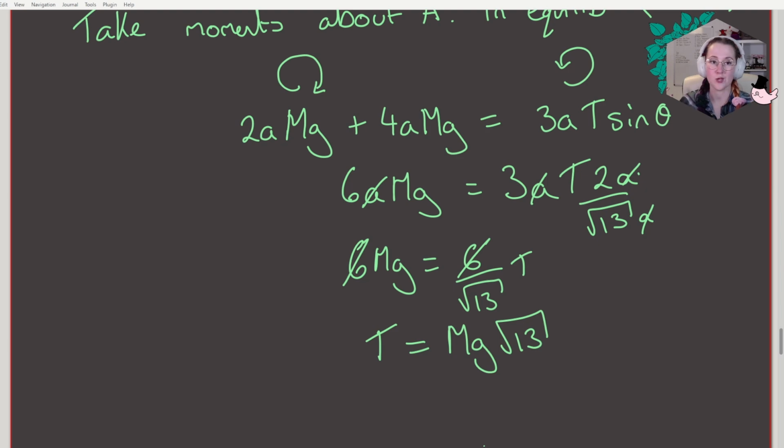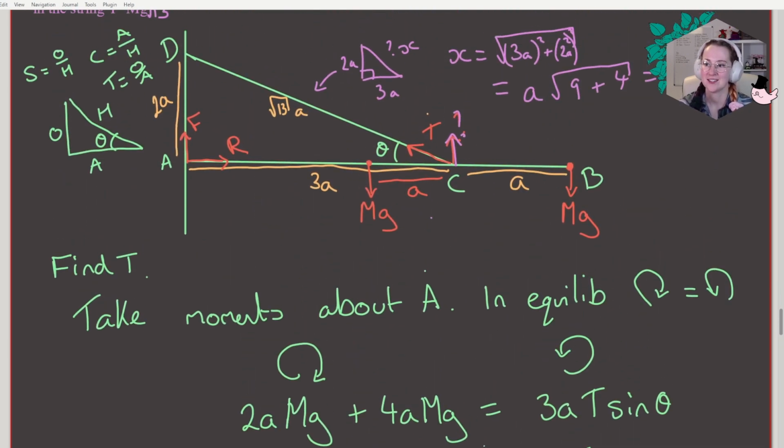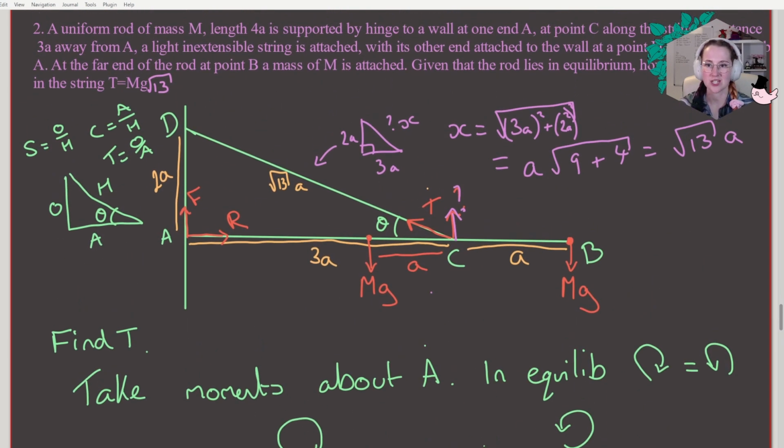So if we write the question down properly the first time and we solve it, we can get to the answer that we needed to get. So we have the tension in the string here is mg root 13.